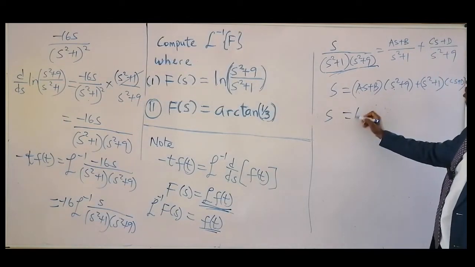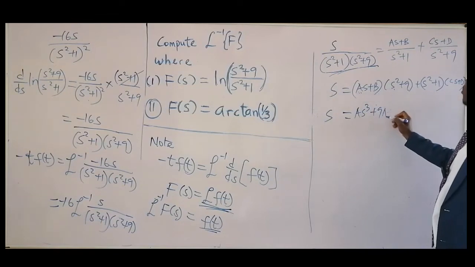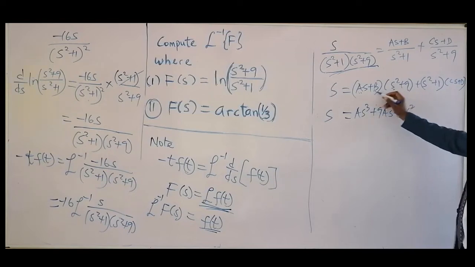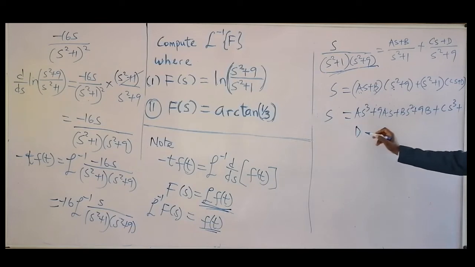This one times this one, we have this. This one times this one, we have 9ax, bx². Then b times 9, that's 9b. Then plus s² times cx, that's cs³, plus dx² plus cx plus d. So let's begin to equate coefficients.